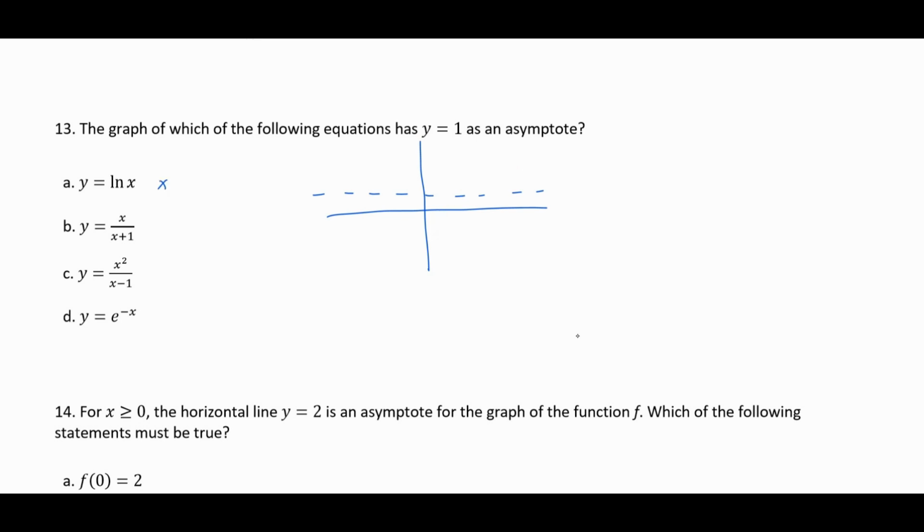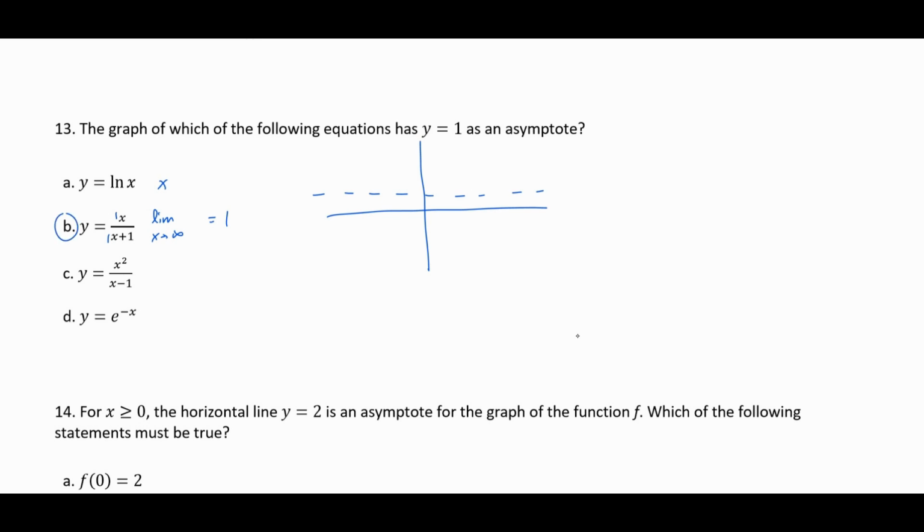In B, we have this. So we're going to be looking at the horizontal asymptote as x approaches infinity or negative infinity. So let's see this, the limit as x approaches infinity. Well, if we're looking at this, we're looking at the coefficients, and then we're going to get 1/1, which is 1. So this one does have it, but I do want to look at these other answers.